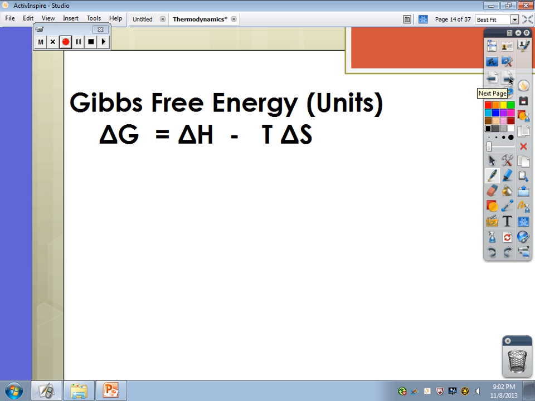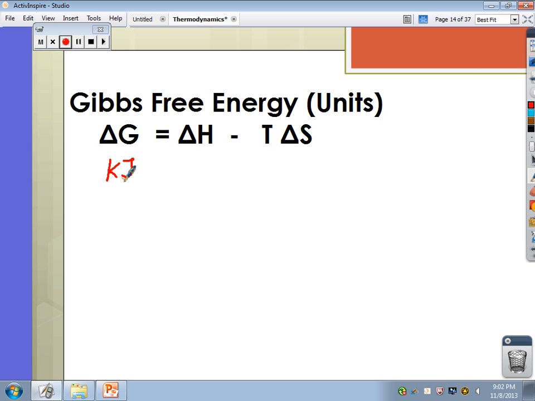Alright, last order of business for the day is Gibbs Free Energy. And so let's look at the units. The units for delta G are kilojoules. Usually kilojoules per mole, right? Okay, the values for delta H are kilojoules. Again, usually kilojoules per mole, all right? They end up canceling out though. Temperature has got to be in Kelvin because the units for S are joule per Kelvin.